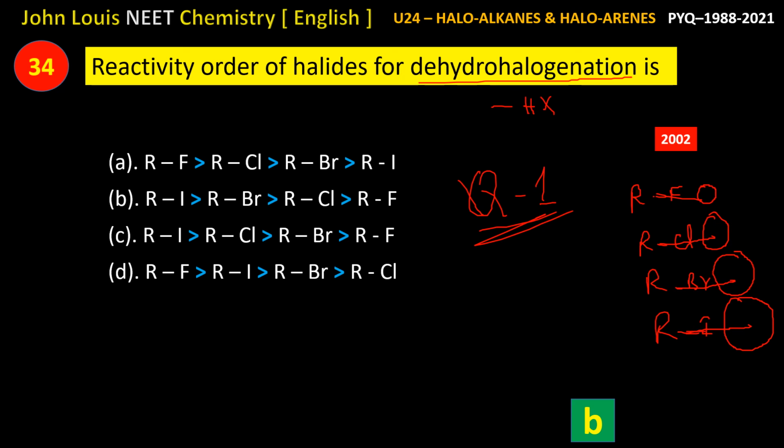So when the strength is less here, it can be easily separated. Therefore, it can react faster. Therefore, RI will be more reactive than RBr. RBr will be more reactive than RCl. That will be more reactive than RF.